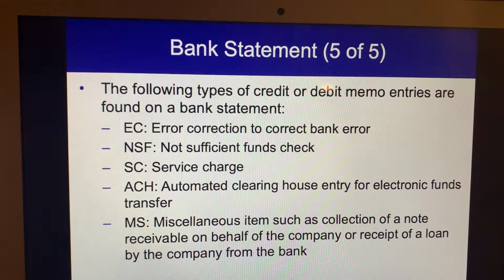The following types of credit or debit memo entries are found on a bank statement: EC, error correction to correct a bank error; NSF, not sufficient funds check; SC, service charge; ACH, automated clearinghouse entry for electronic funds transfer; MS, miscellaneous items such as collection of a note receivable on behalf of the company or receipt of a loan by the company from the bank.